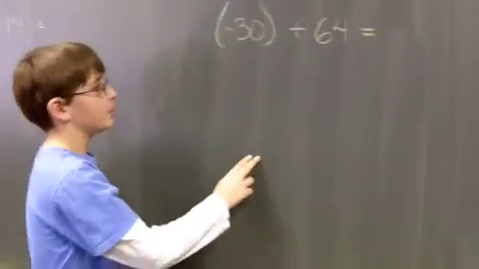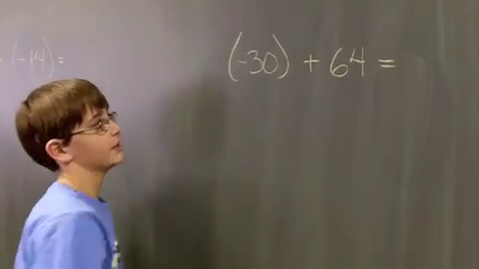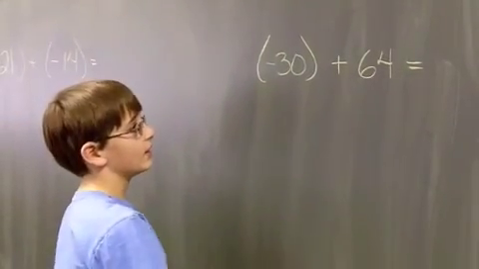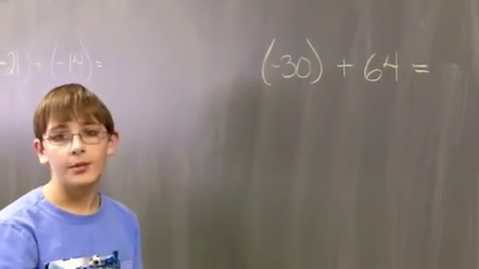Then with this, you would take the higher number, which is positive, so you know that your answer must be positive, and then you would subtract the lower number from it, so you would end up with 34 positive.